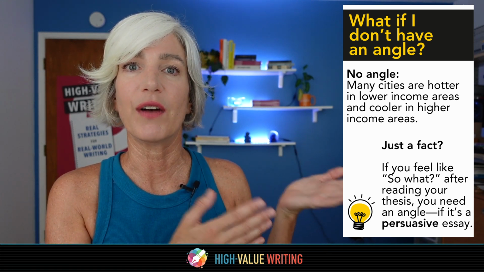Okay, so what happens if I don't have an angle and I am writing a persuasive paper? Well, what's going to happen is it'll sound like you're talking about just a fact, when actually you've been asked to write an argument, right? So here's an example of a fact. Many cities are hotter in low-income areas and cooler in high-income areas. We've seen this as the planet gets warmer, that cities, often in the low-income areas, there's more asphalt and fewer trees and things like that.